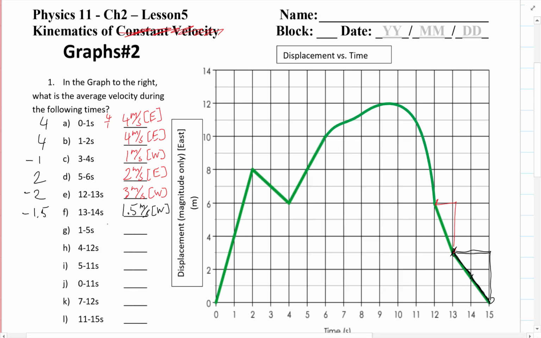Now from 1 to 5 seconds, again, it is the average velocity. It's from 1 to 5. From there to there, it rises 4 over 4. This would be a nice, beautiful 1 meter per second east. From 4 to 12, starting there and going over to 12, the average velocity, we're right back where we began. We're at 6 when we started and 6 when we ended. So this is going to be 0.